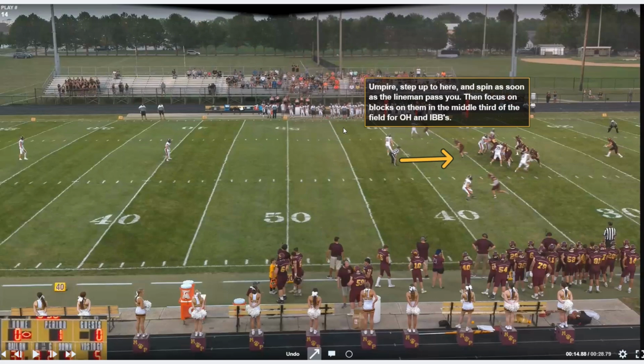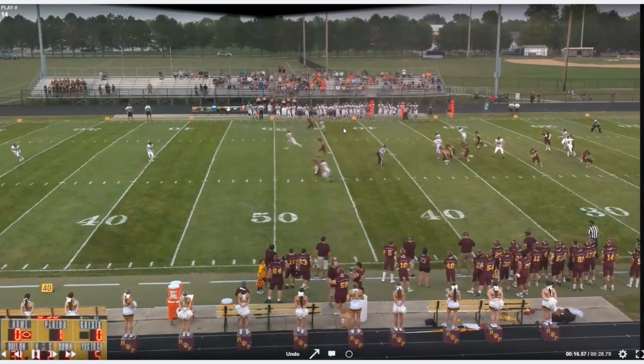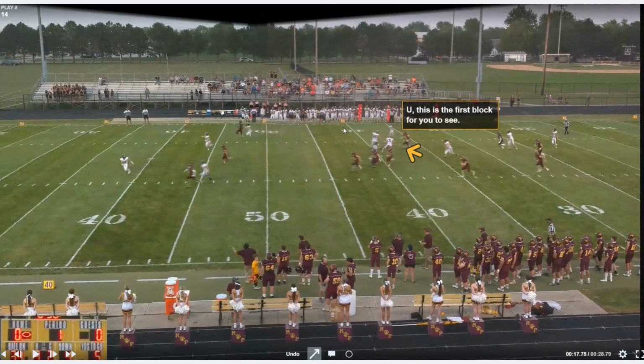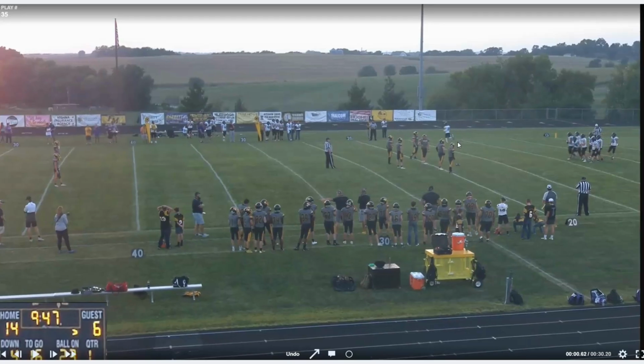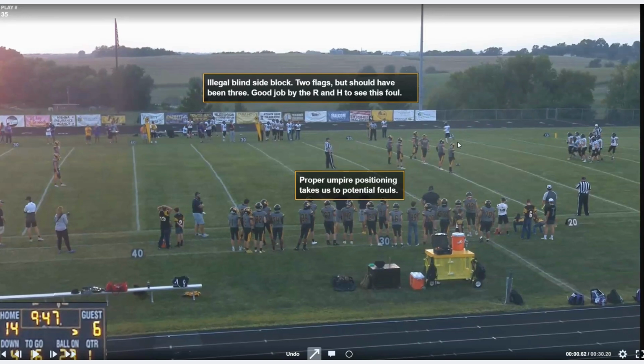So right now we want to step up, and then if you take a look here, if you've stepped up already to this position, now you can see this first block. That's the one that you'd be focusing on right there. Okay, we're going to look at several blindside blocks.